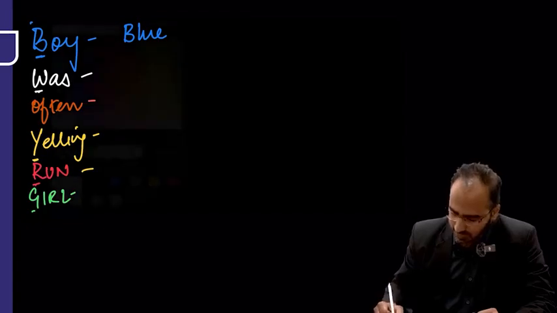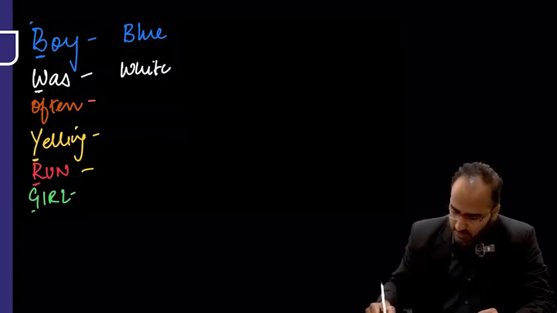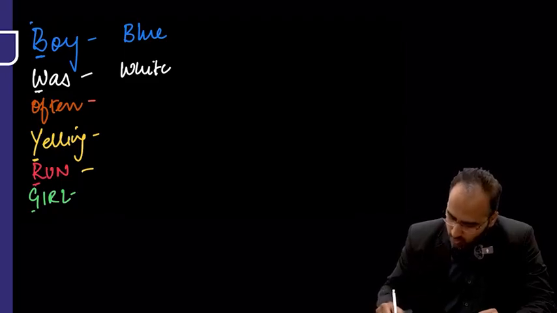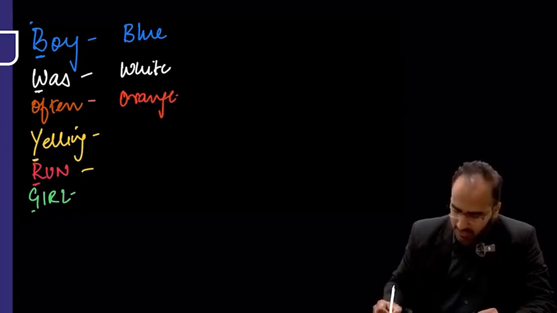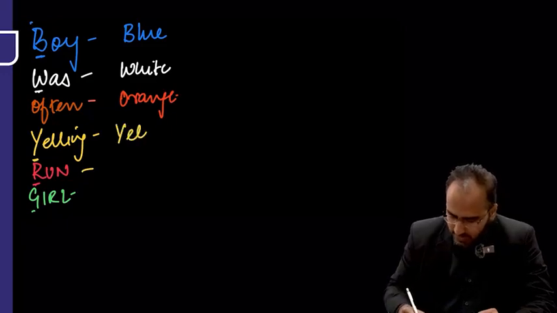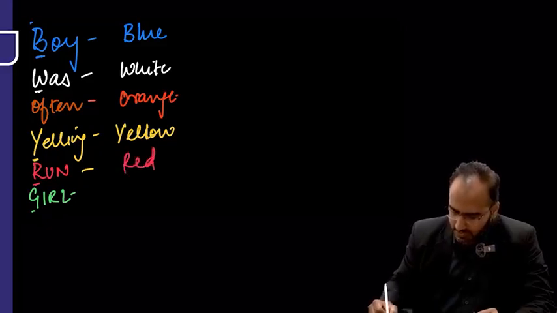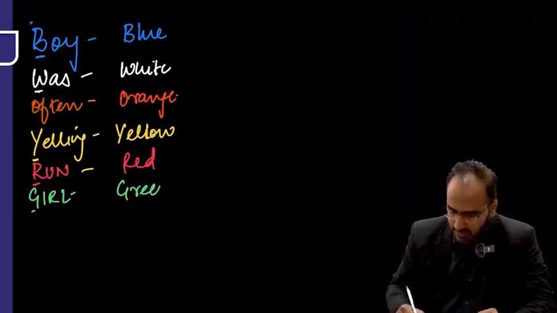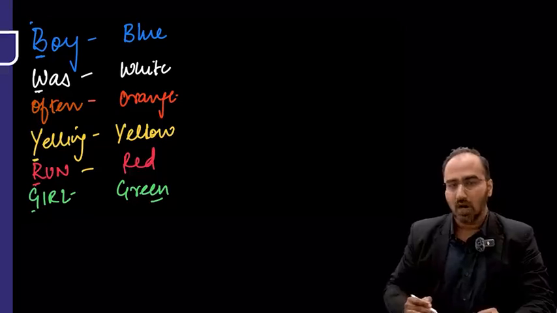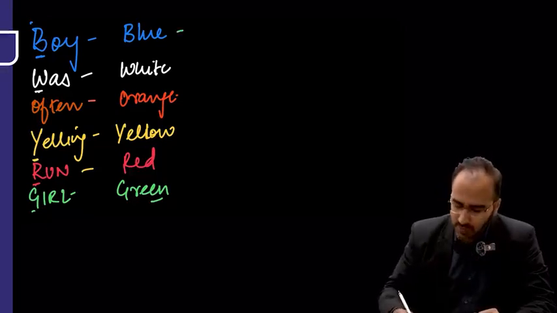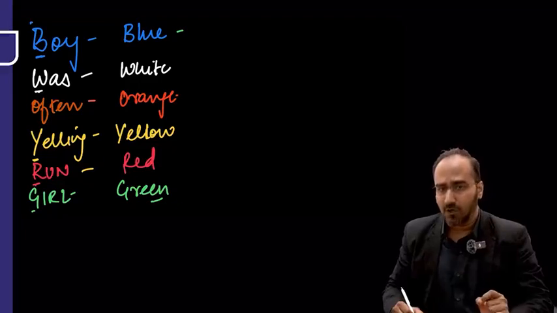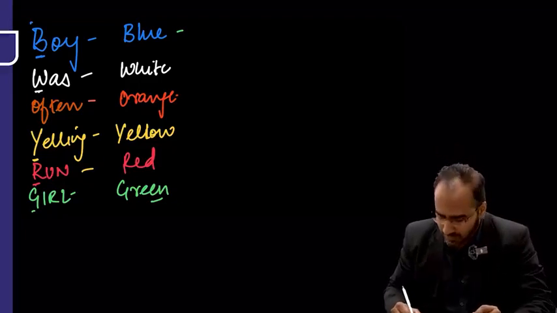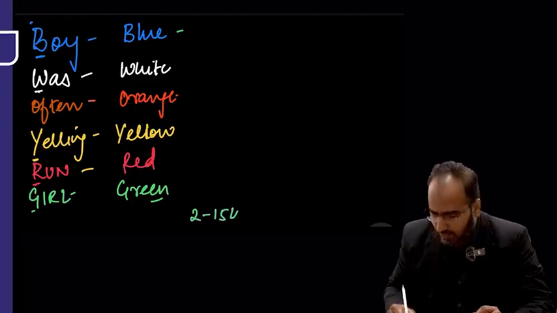W means it is white. Often means O. O means it is orange in color. Okay? Yelling means, Y means yellow in color. R is red in color. And G is green in color. Okay? Boy Was Often Yelling, Run Girl. Right? Now, guys, you also need to remember the flow rate of the oxygen that we can deliver through the Venturi mask. How much, guys? It is 2 to 15 liters of oxygen.